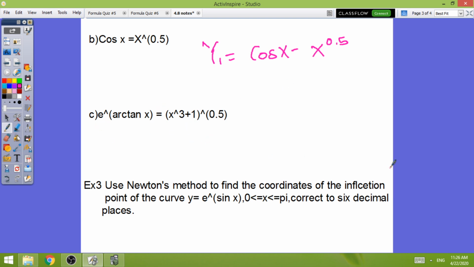This one right here is written as e to the power of arctangent, inverse of tangent of x, minus x to the power of 3 plus 1 to the power of 0.5. Again, you don't want to do it manually. You want to do it on the calculator. So that's y1. Okay, so let's do cosine of x minus x to the power of 0.5.